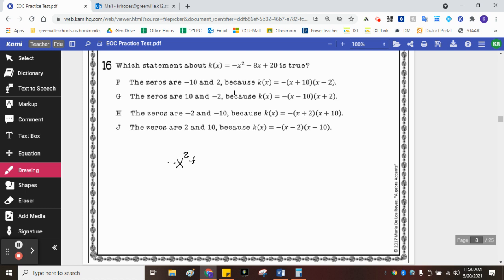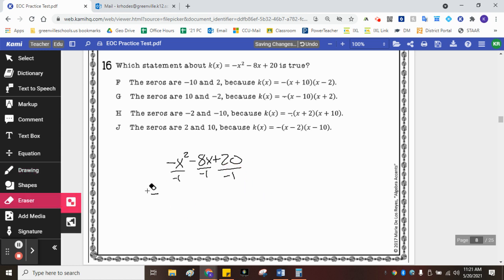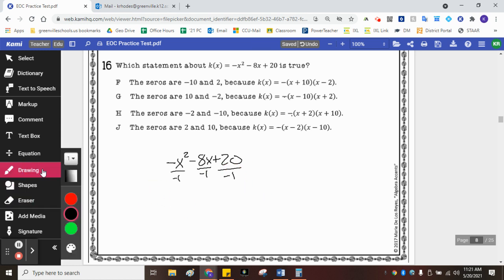Negative x squared minus 8x plus 20. If you notice, all of these have a negative factored out of it. So I'm going to go ahead and do that for my GCF. I'm going to factor out a negative 1. So you'll get negative and negative is positive. Negative and negative is a positive. Positive and negative is a negative.